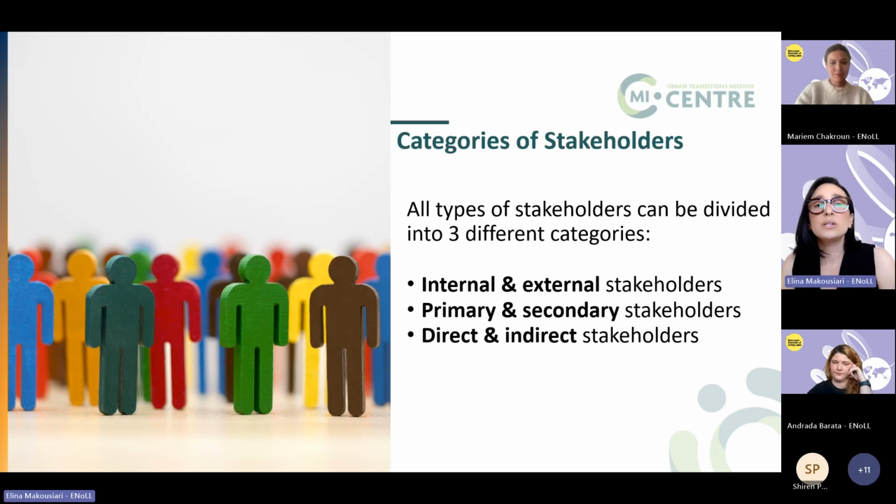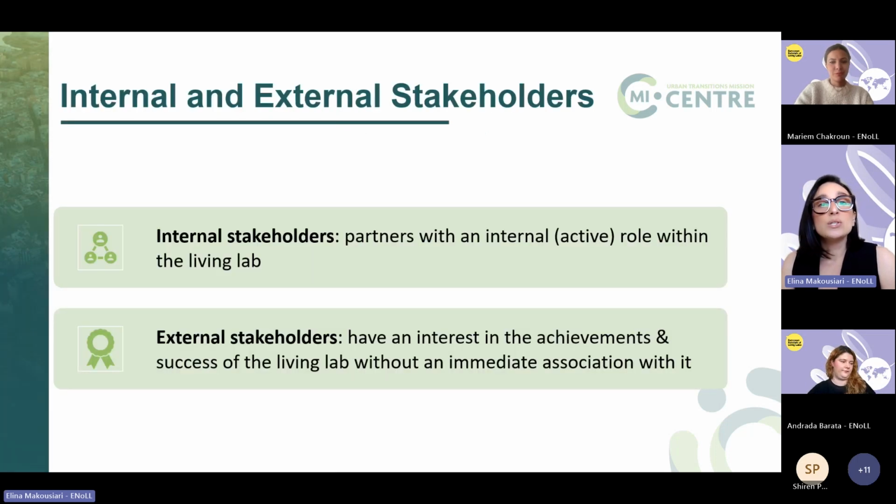So there are different categories. When we talk about stakeholders, we have internal and external stakeholders, primary and secondary stakeholders, and direct and indirect. Speaking of internal stakeholders, these are the partners inside the project or a living lab, those that have an active role, for example the team that you work with in day-to-day activities. And we also have external stakeholders that have a big interest in seeing the project or Living Lab succeed, without being directly associated with it. They might not be part of making the project a success, but they're very much interested in making it happen.